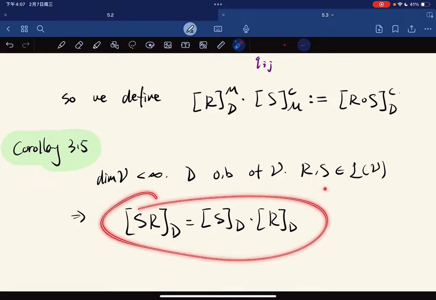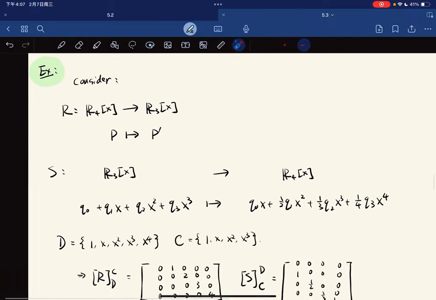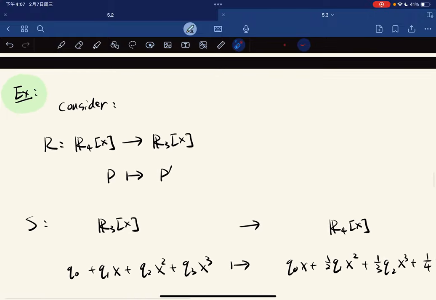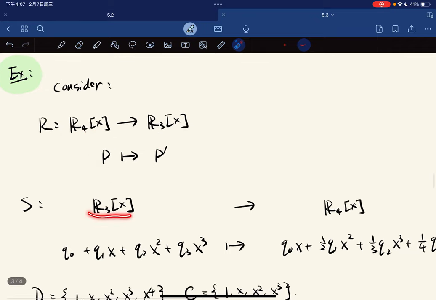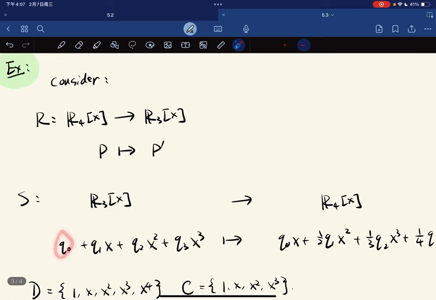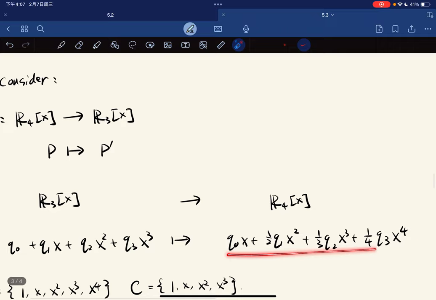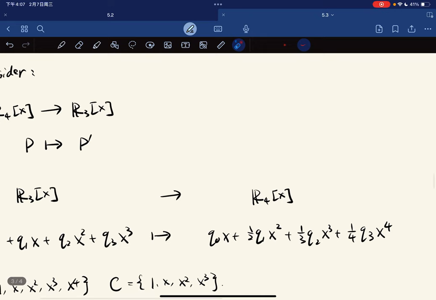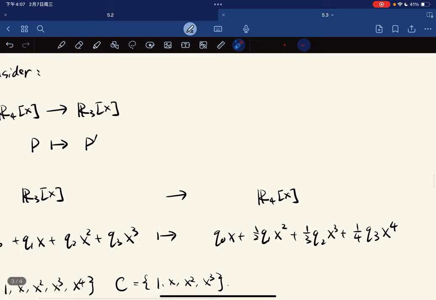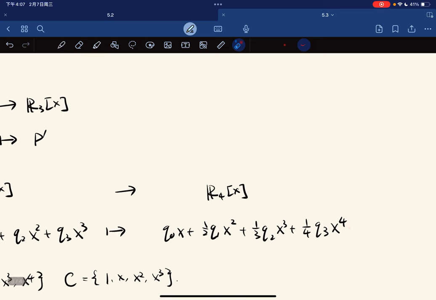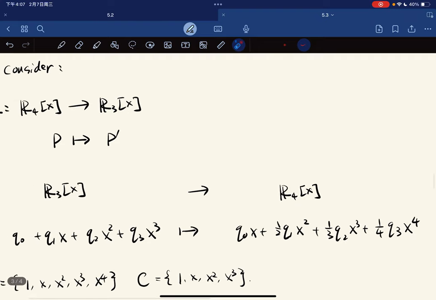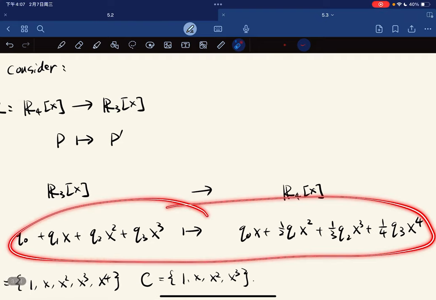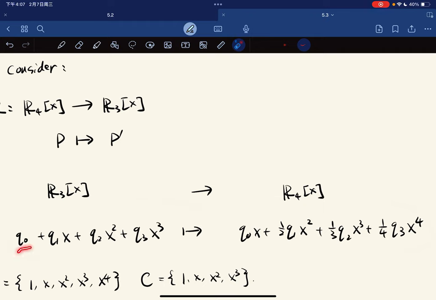So this is really simple. Here are some examples. Suppose R is the map that takes the derivative of a polynomial, and S is the function that takes this polynomial to this polynomial. It looks like an antiderivative function. There's a plus C over there, but we just ignore it. We just define the map exactly like this. It doesn't really matter.